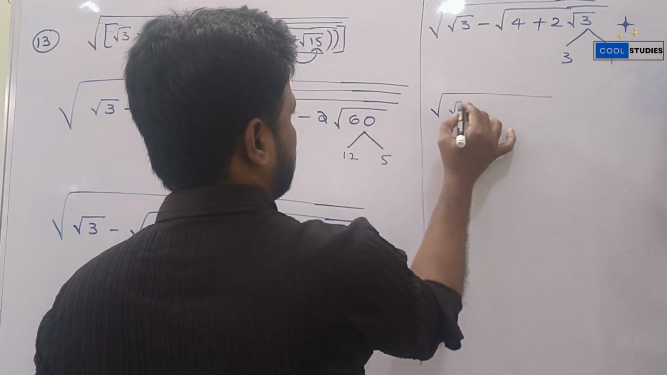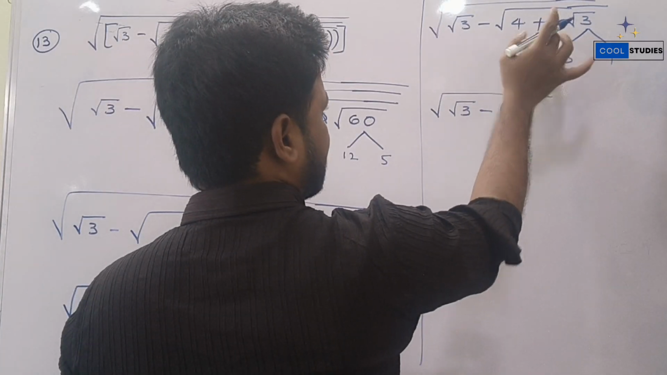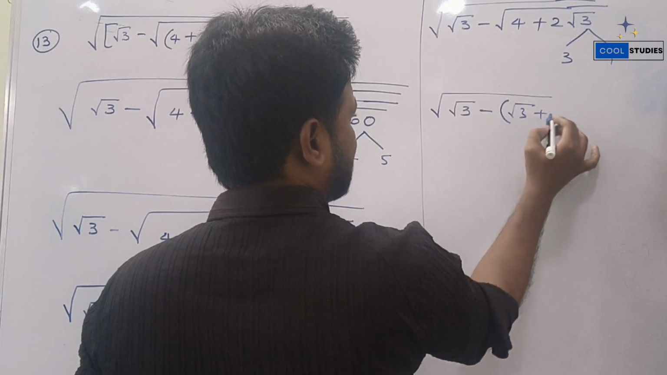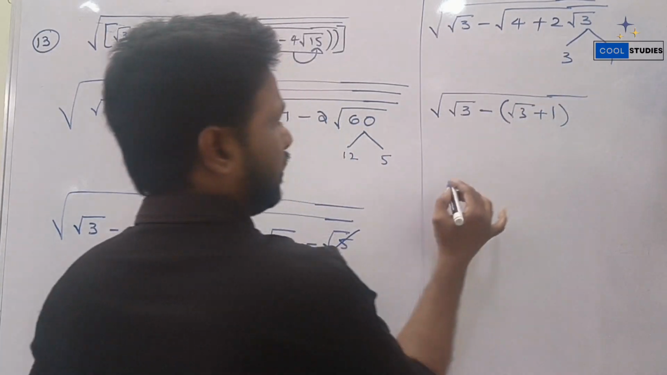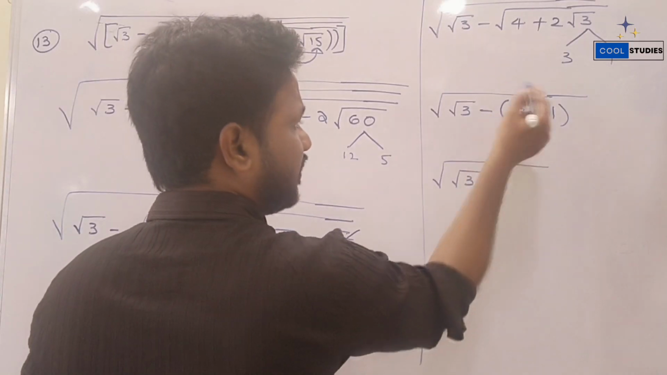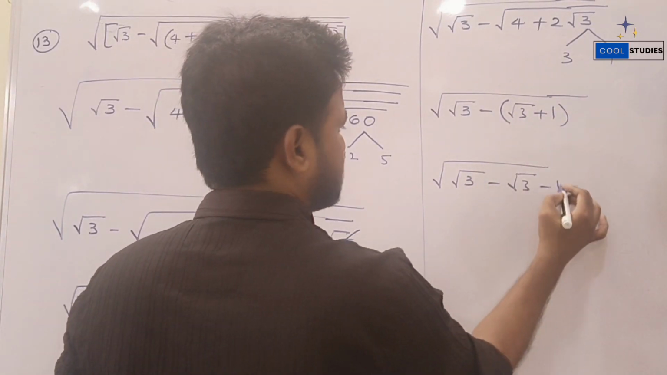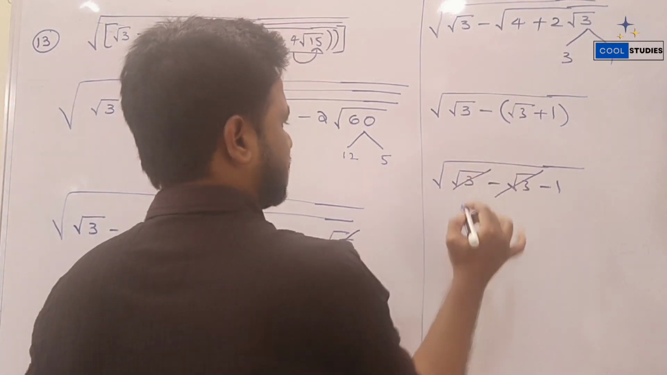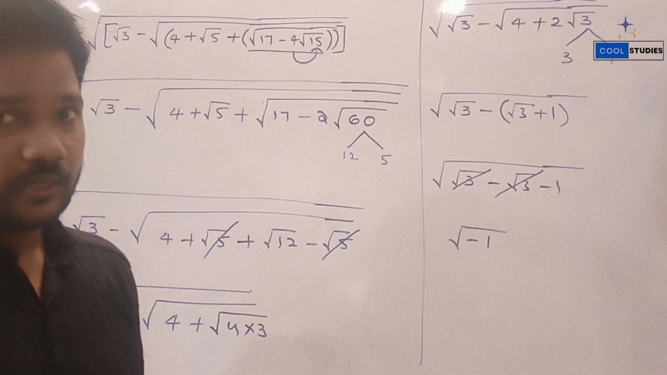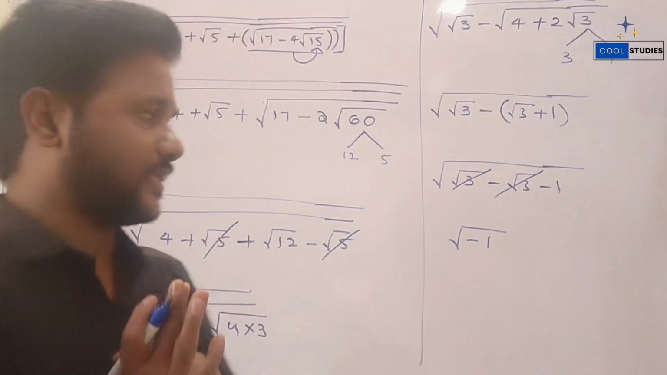So what is the answer? Root over root 3 minus of this answer. What do we get as the answer here? Root 3, symbol is plus. So root 3 plus 1 is your answer. Next, root over root 3 multiplied with minus: minus root 3 minus into plus minus 1. These two are cancelled. So finally we got root over minus 1. So last we have got the answer here: root over minus 1 is the answer.